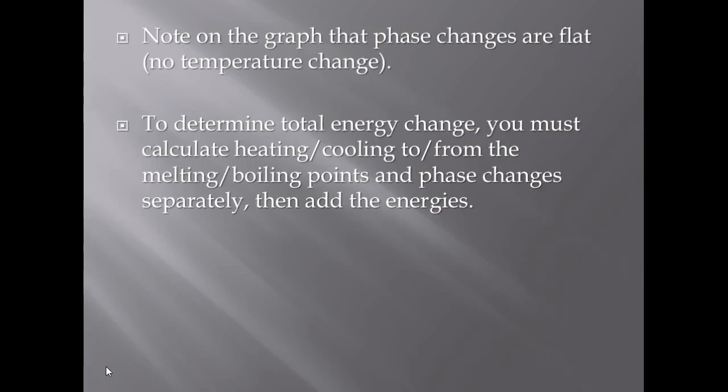So when you're going into these, if you sort of sketch a graph of what happens, each one of those sections that were labeled, you know, A, B, C, D, E, represents a separate calculation that you have to do, and then to get the total, you add them all together.